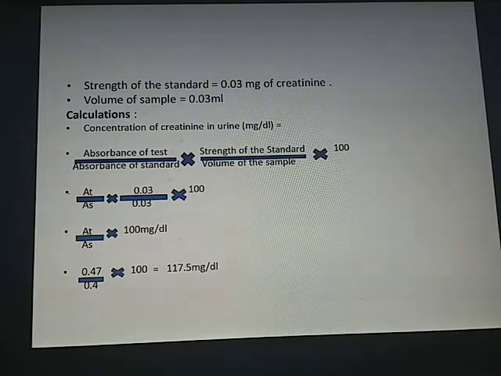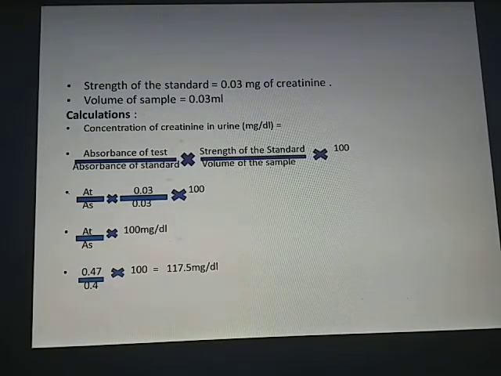The concentration of creatinine in urine, calculated in milligrams per deciliter, is given by the formula: absorbance of test by absorbance of standard into strength of the standard by volume of sample into 100. If you substitute the values of strength of standard and volume of sample, that gives absorbance of test by absorbance of standard into 0.03 by 0.03 into 100. That equals absorbance of test by absorbance of standard into 100 milligrams per deciliter.